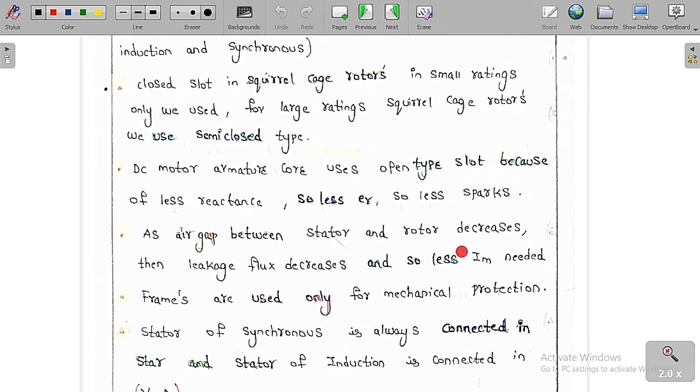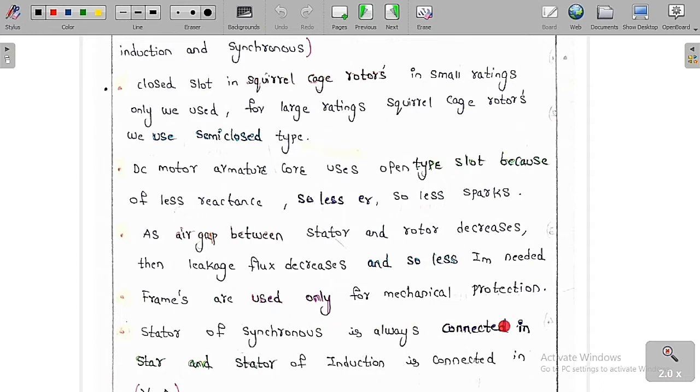As the air gap between the stator and the rotor decreases, the leakage flux decreases, and so less magnetizing current is needed. If the air gap between the stator and the rotor is very small, then the magnetizing current required to get the rated flux is very small. So more air gap means more magnetizing current, and less air gap means less magnetizing current required to get the rated flux. If the air gap is more, the requirement of magnetizing current is very high.